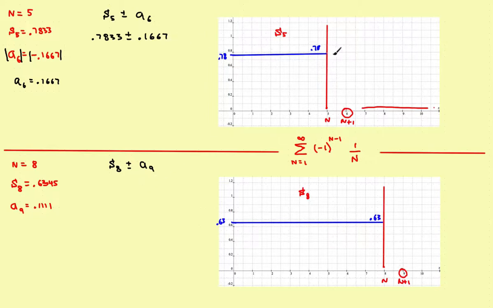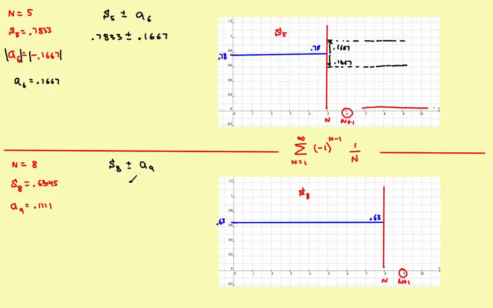Now, let's just stop right here and say, graphically, what does that mean? What this means is, starting from here, the biggest this thing can do is to go up 0.1667, or starting from here, it could go down 0.1667. And that's going to give you a top boundary, and it's going to give you a bottom boundary.